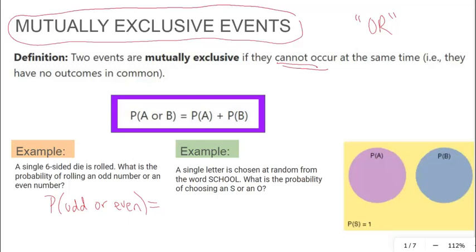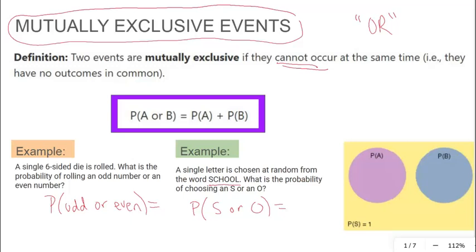Let's look at the second example. If we take the letters in the word school, it's asking us for drawing an S or an O. So you ask yourself, well, if we pick one letter, can we have an S or an O at the same time? And the answer is no. In quarter 1, we did Venn diagrams. And so when we had two separate Venn diagrams, we knew they had no outcomes in common because the circles did not overlap. So once again, the key is that you're only picking one thing, and so you ask if those topics can happen at the same time for that one pick.